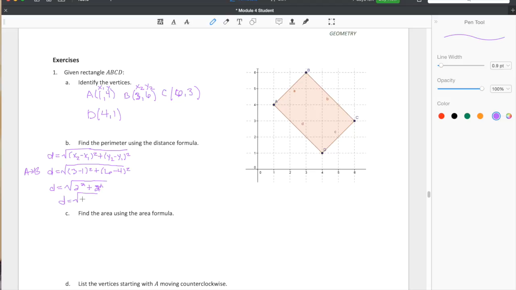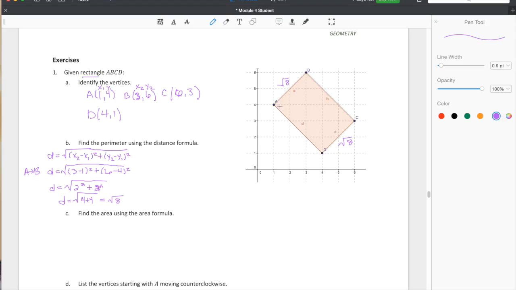And so that equals the square root of 4 plus 4. And so our distance between point A and point B is the square root of 8. So this distance right here is the square root of 8. We know that this is a rectangle because it tells us here in the problem. So this side is the square root of 8, as is this side.